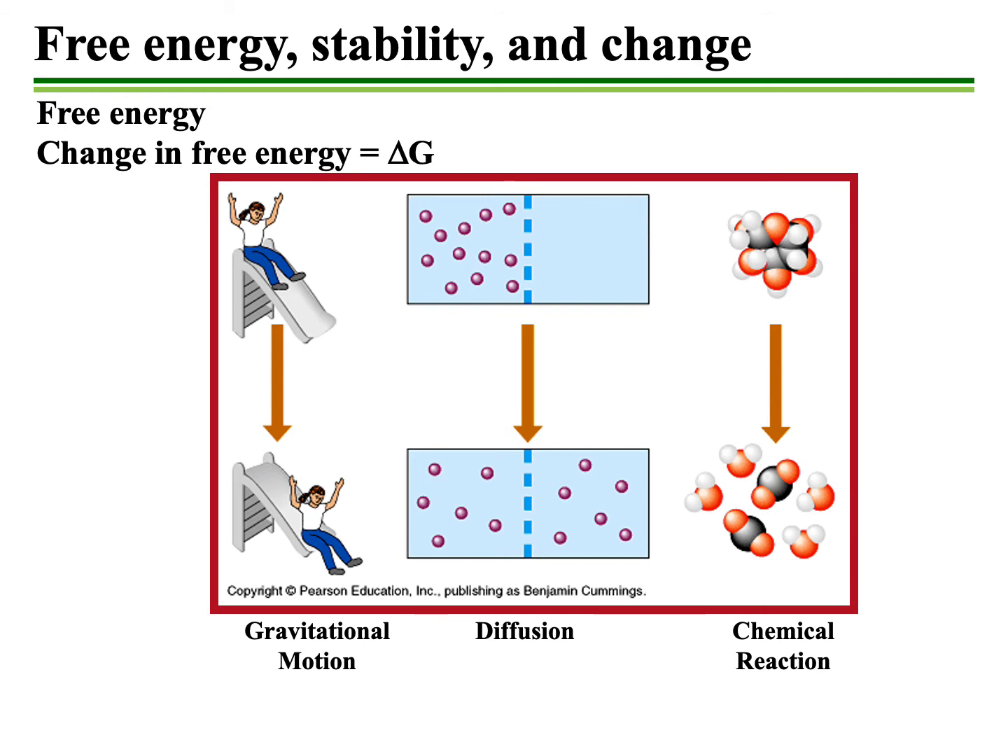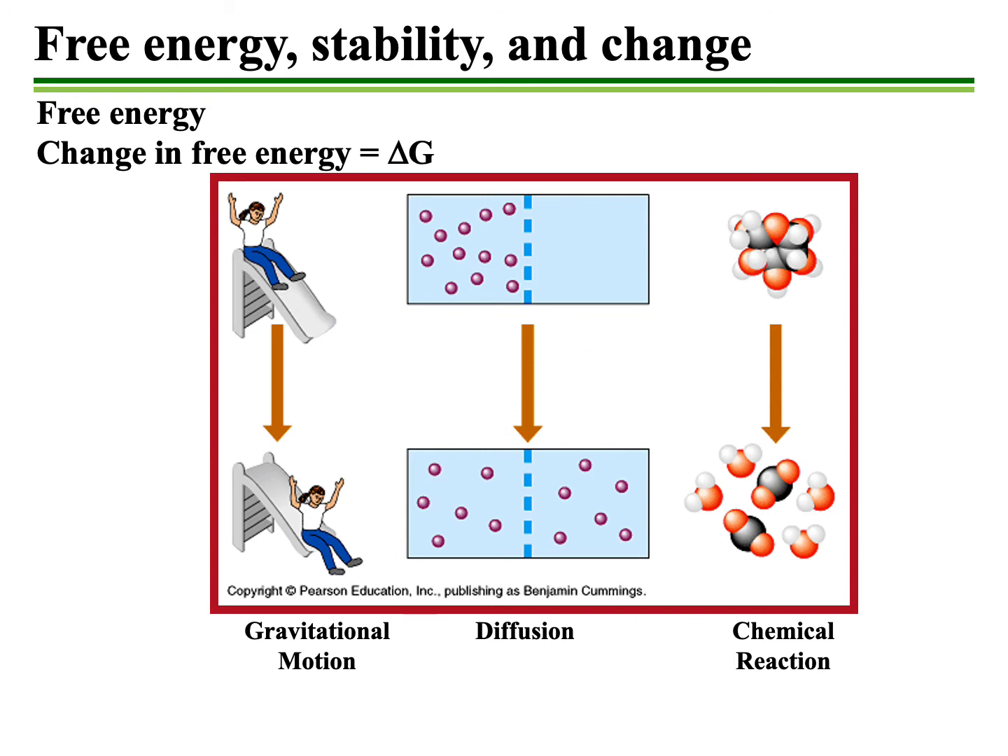What you have is a child up at the top of a slide. This example has a great deal of potential energy associated with it. It is extremely unstable, and gravity will draw the child down the slide to the bottom. What happens when the child reaches the bottom of the slide? This is a much more stable state. There's really no fear of the child falling off the slide at this particular point.